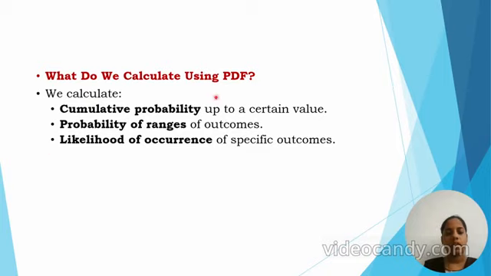What do we calculate using PDF? We calculate the cumulative probability up to a certain value, and the probability of ranges likely for occurrence of specific outcomes.